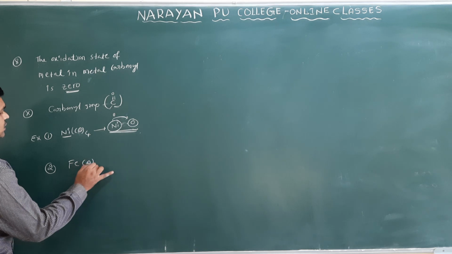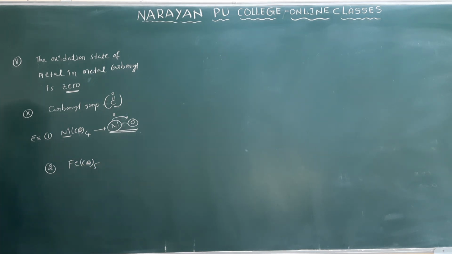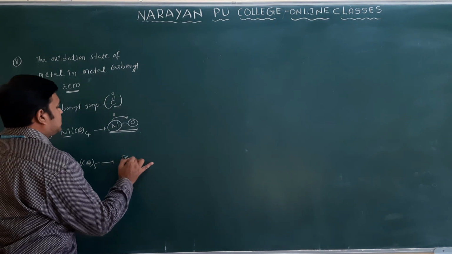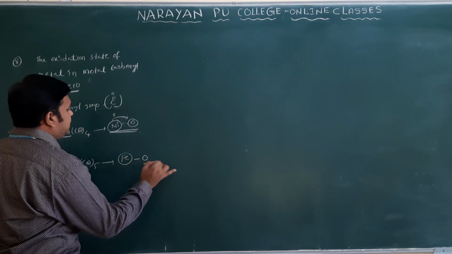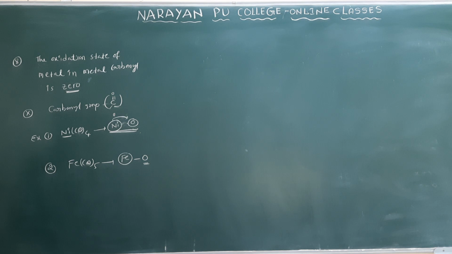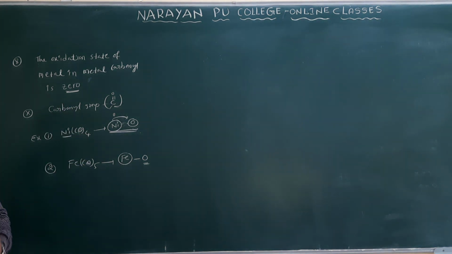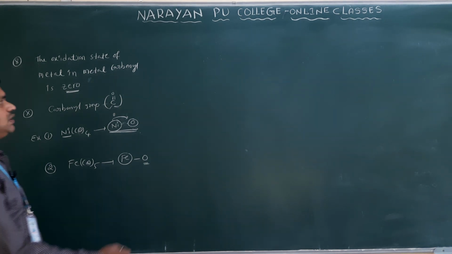Now we'll see one more example: Fe(CO)5, iron pentacarbonyl. In this case also, what is the oxidation number of iron? 0 only. So this is one example where we can observe that the oxidation state of metal in metal carbonyl is always 0.